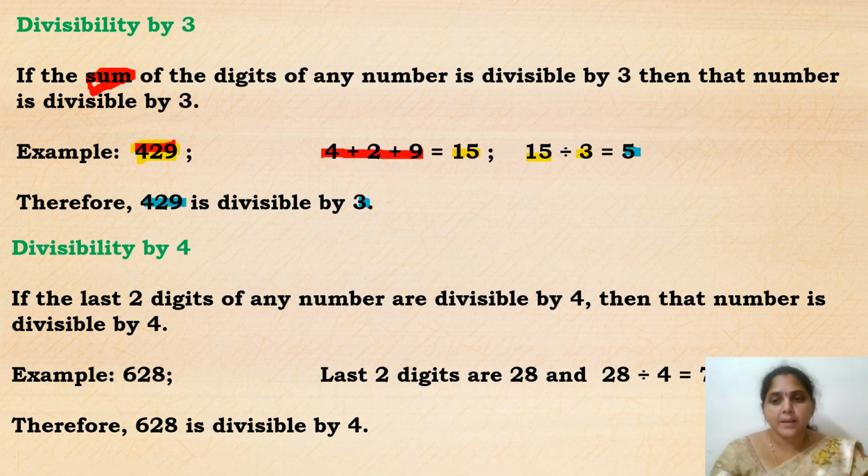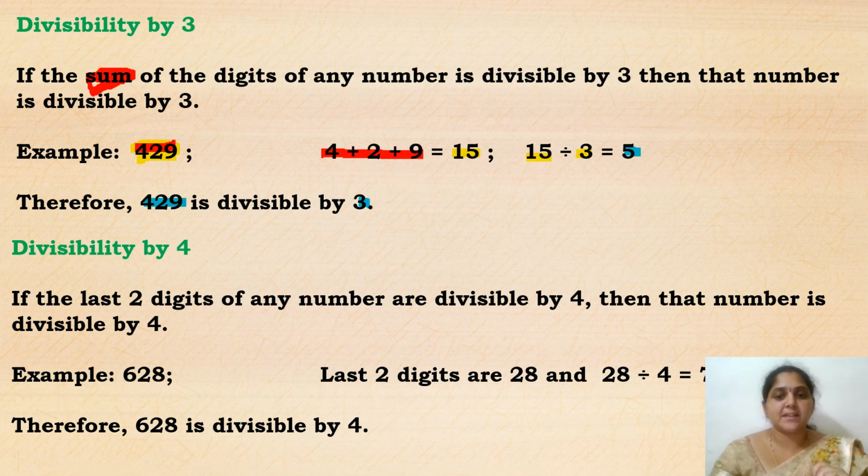Only a simple indication: add all the digits you have taken in the number, see the answer you have got, and check whether the answer you got is divisible in the 3 table or not. If it is divisible by 3, then the given number is divisible by 3.